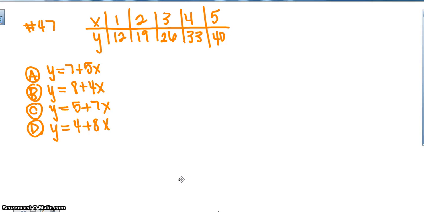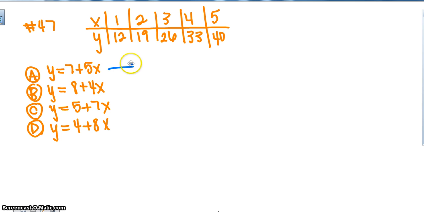Okay, let's look at number 47. We have a table of x and y input and output values, and we have a variety of functions to choose from to represent this table. So really the best way to see if you can get this to work is to try values into the function rule and make sure they work.